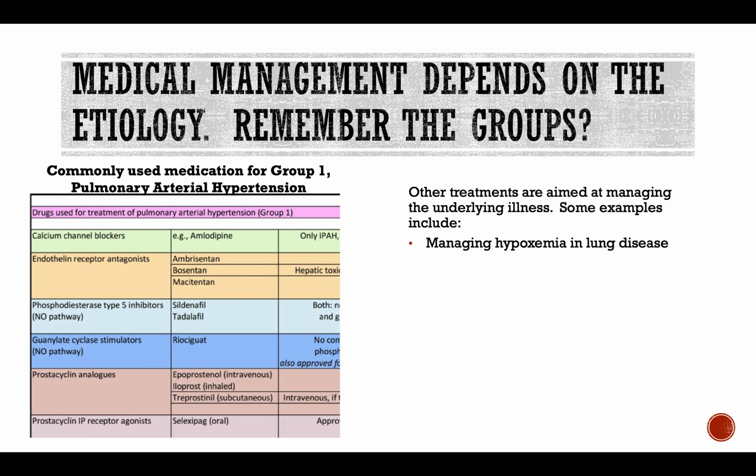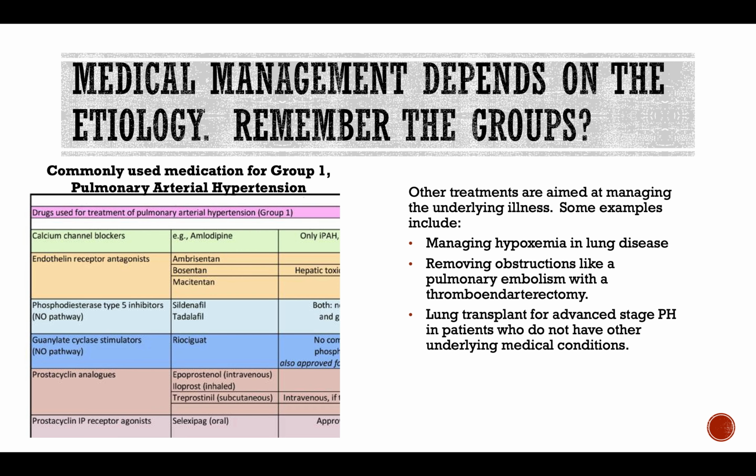Some examples include managing hypoxemia and lung disease, and removing obstructions like a pulmonary embolism with thromboendarterectomy. Sometimes a lung transplant is feasible in patients that have advanced stage PH, but they don't have any other underlying conditions or many other underlying conditions. This isn't as common of a treatment.